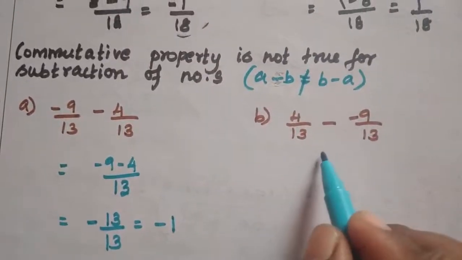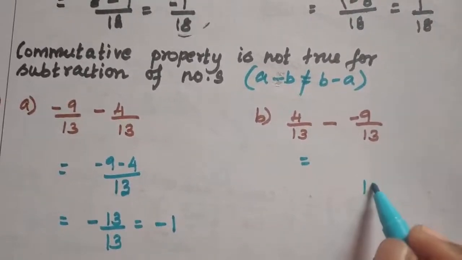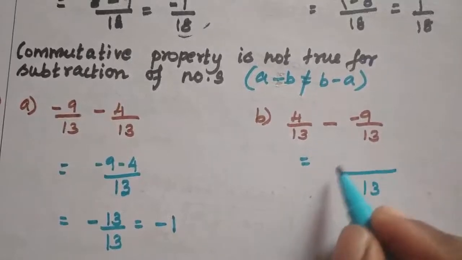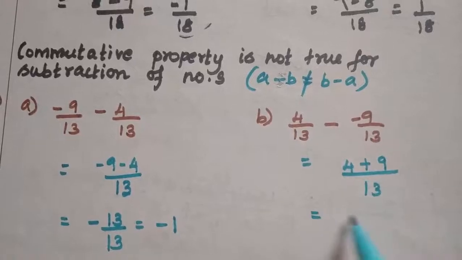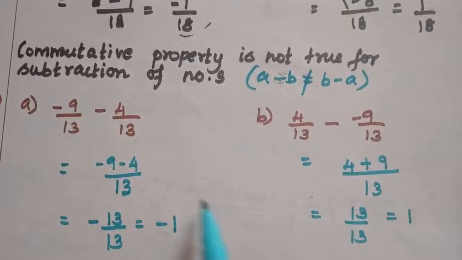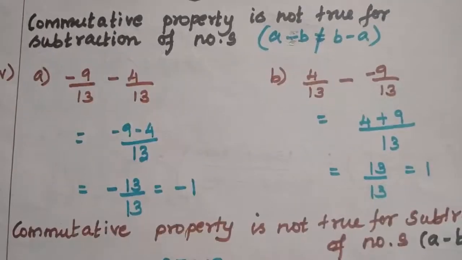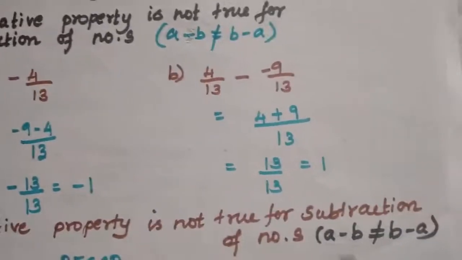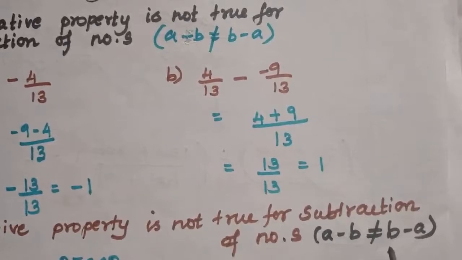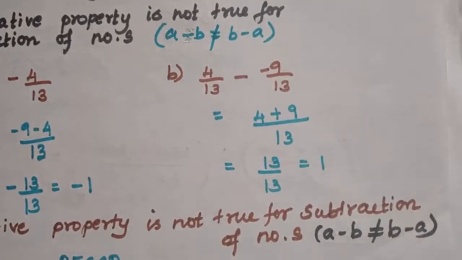Here this is 4 by 13 minus minus 9 by 13. So here the denominators are same. Write the denominator as such. 4 minus into minus is plus 9. So this is equal to 13 by 13, which is equal to 1. Here the answer is minus 1 and here the answer is plus 1. Therefore, commutative property is not true for subtraction of numbers. A minus B is not equal to B minus A. Is it clear, children? Yes.